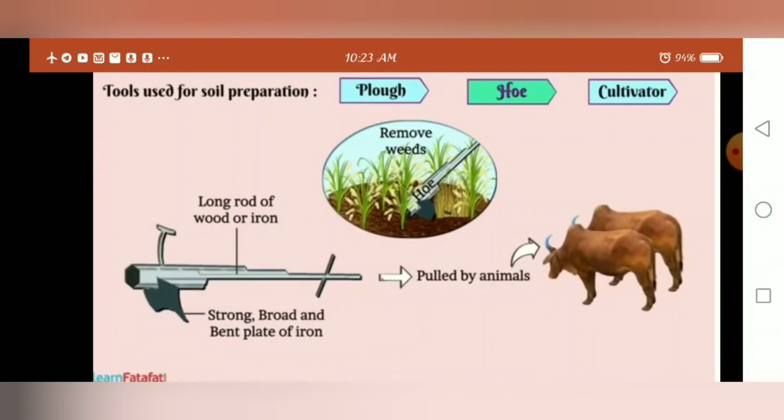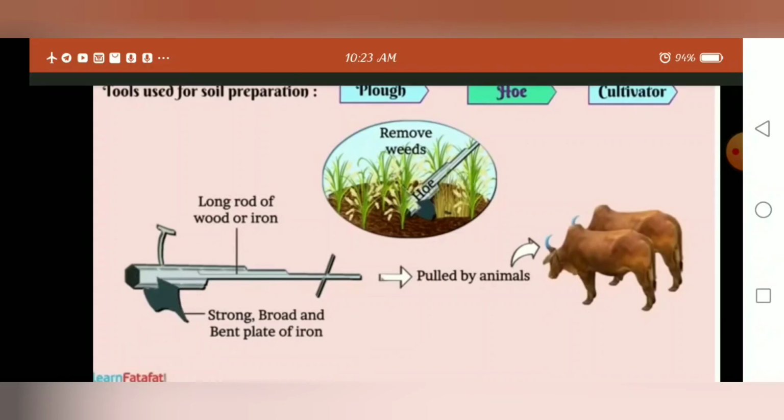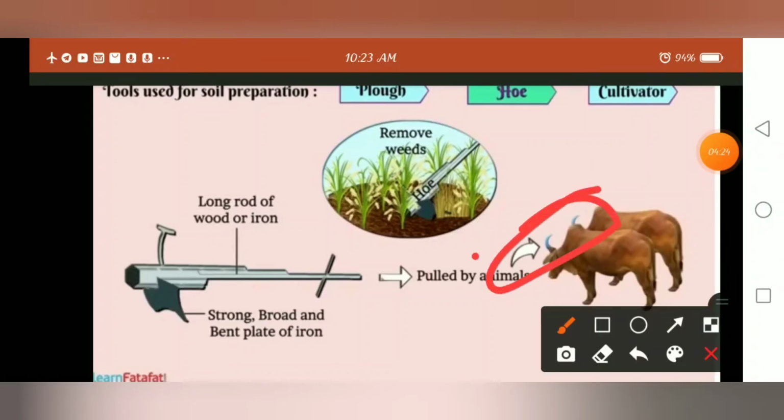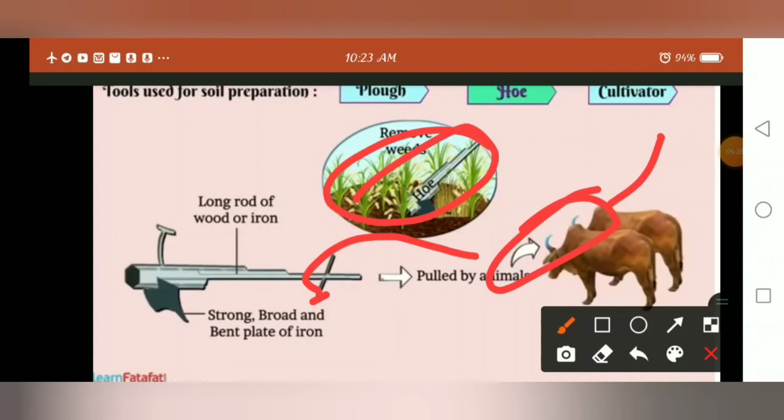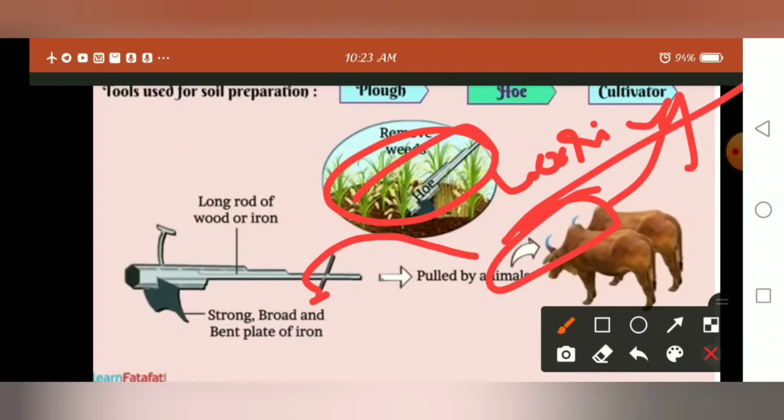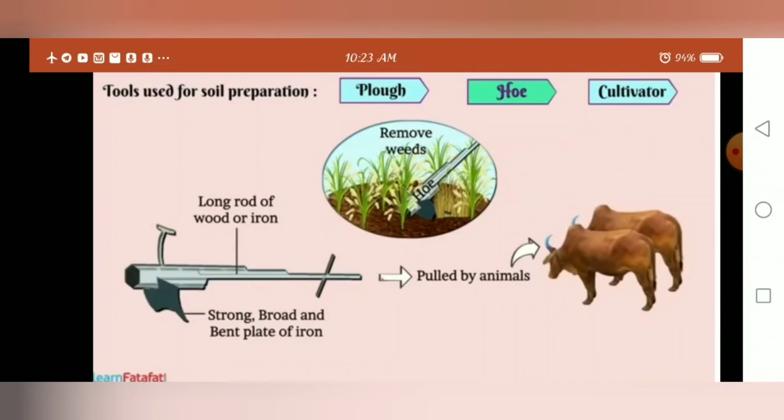It works like a blade and it is pulled by animals. Here the animals are used to pull this implement. When it is pulled by the animals, what happens? It helps in removing the weeds and also loosening the soil. Understood? Okay.